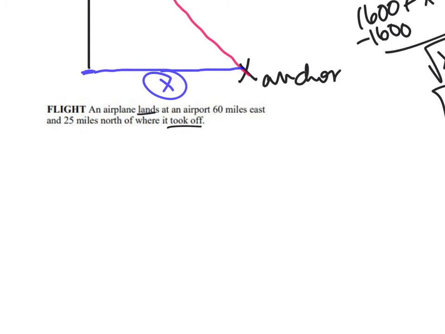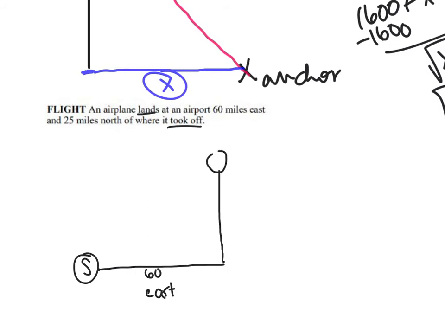So if we start here with our airplane, we'll say S for starting point. It goes 60 miles east, E-A-S-T, and then it flies also 25 miles north, so start and land. So again, the airplane starts here, it lands over here, it's 60 miles east, 25 miles north. So we want to know the distance from the start point to the land point.